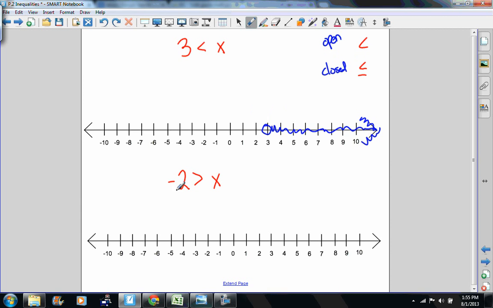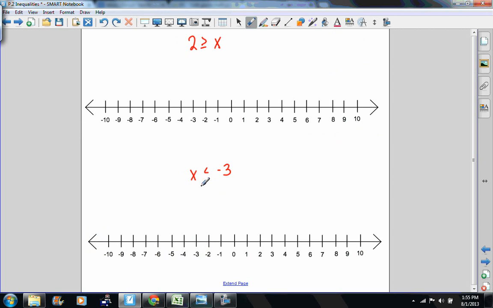So down here on the bottom, we look at -2 is greater than x, so the alligator is eating the -2. That means the x's are smaller. So we make our circle here at -2, and since the x's are smaller, we are going to shade to the left. And if we look, there's no line underneath, so it's an open circle, which is what we have. All right? So I'd like you to try these two on your own, and then I will do them.